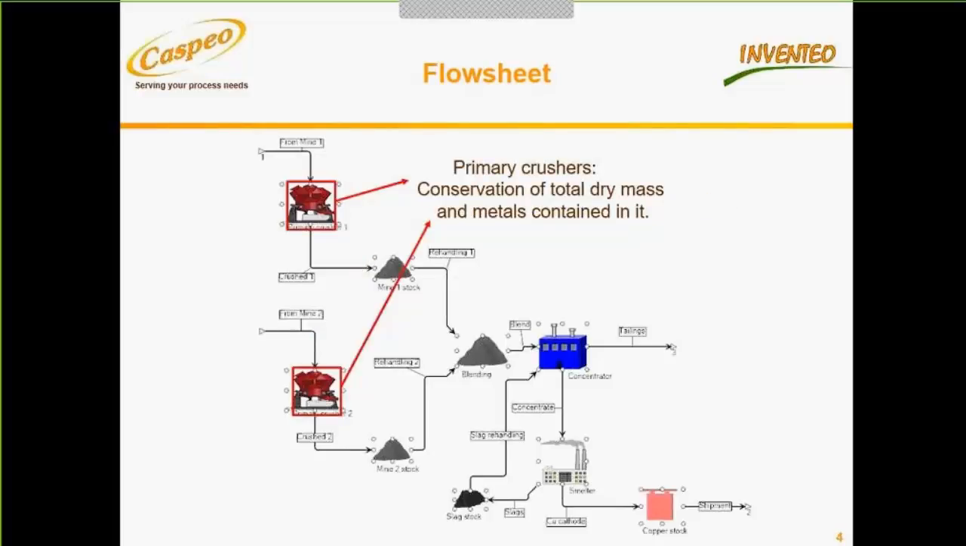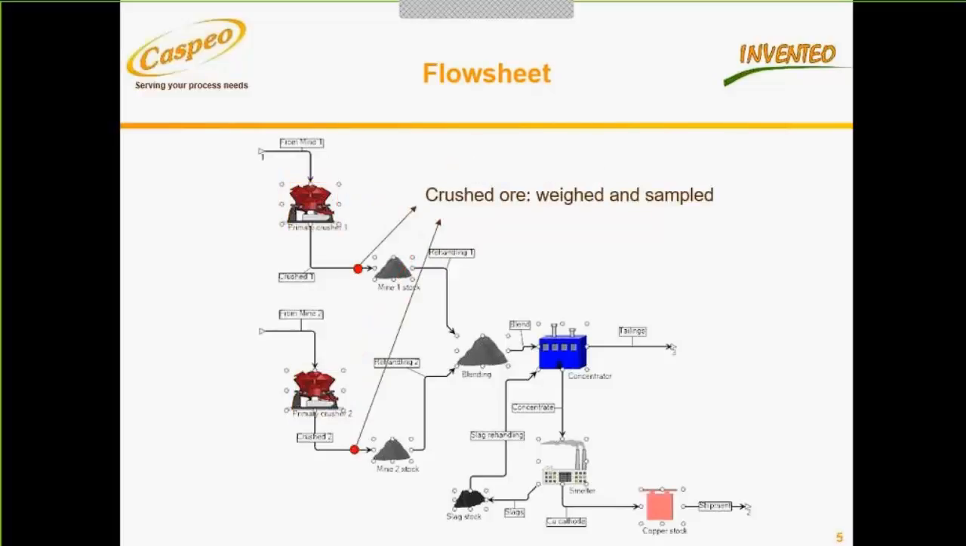In the primary crusher, we will also consider for the mass balance reconciliation a conservation of total dry mass and all the metals contained in it. For the crushed ore, we are still dealing with a material that is both weighed and sampled. So the Inventio filter will extract and aggregate all this information.